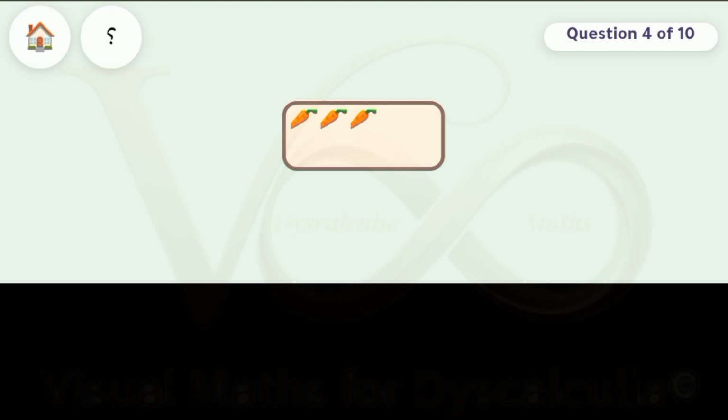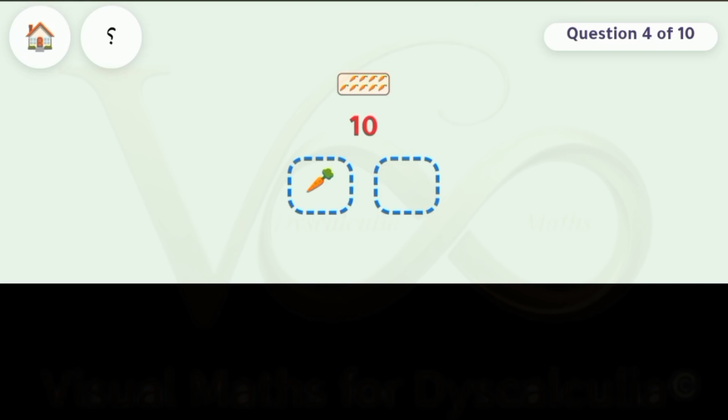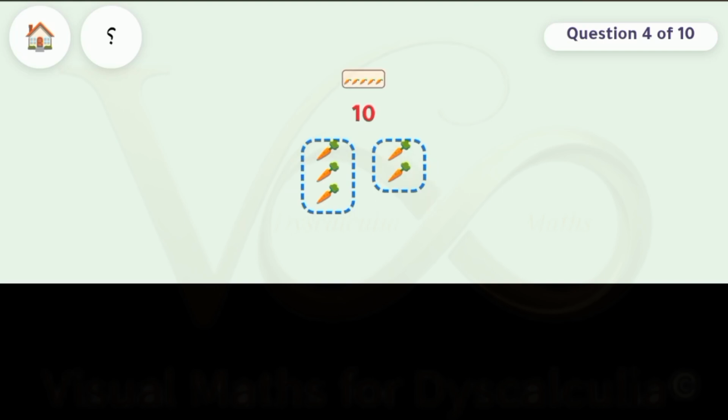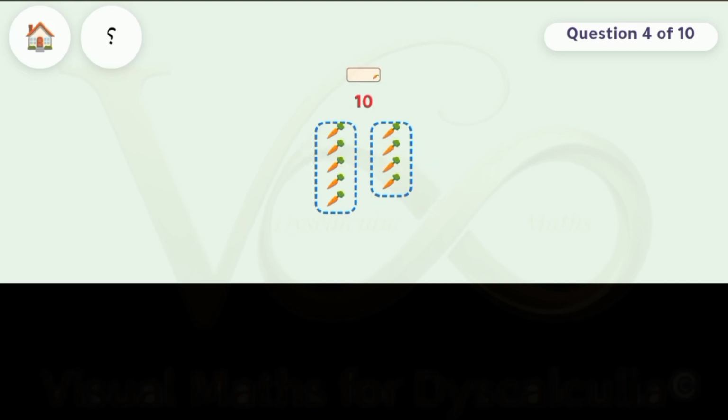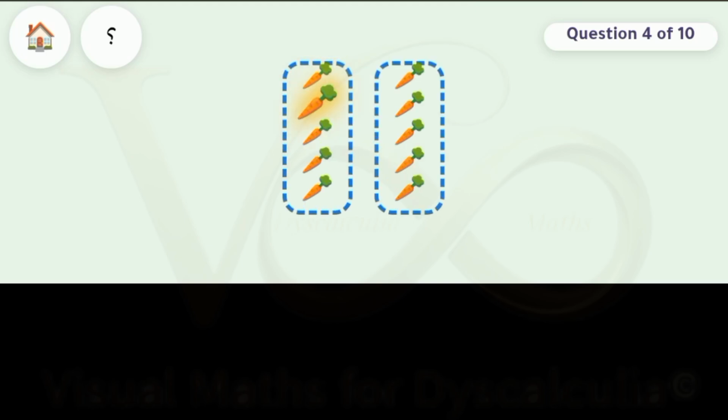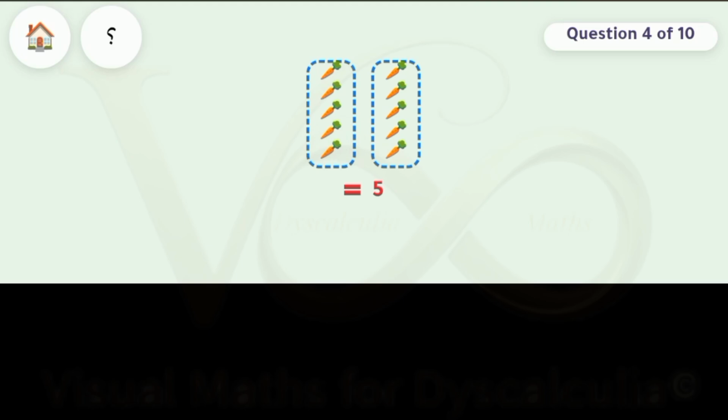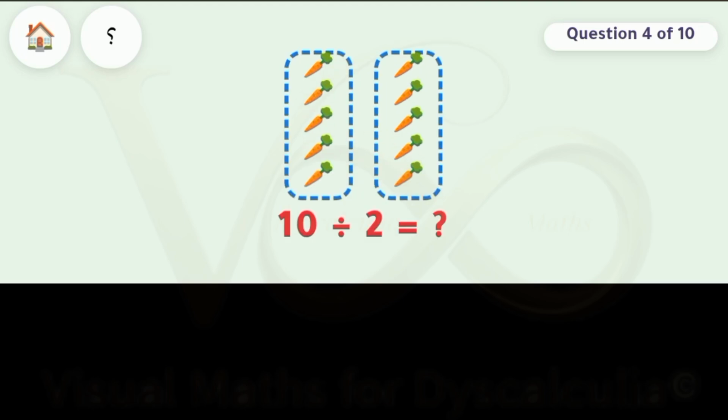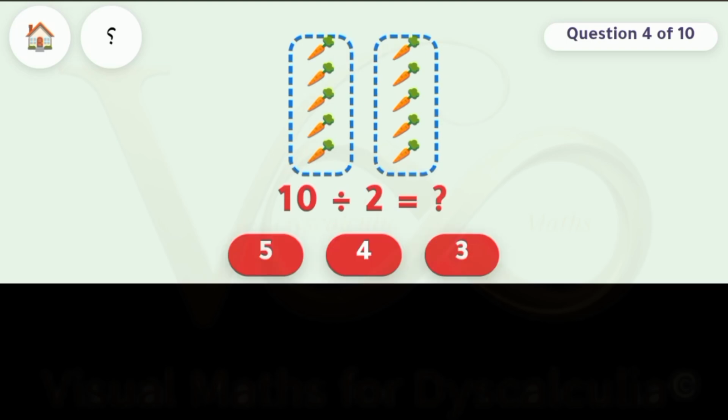1, 2, 3, 4, 5, 6, 7, 8, 9, 10. Full box. We share it into 2 groups. One, 2, 3, 4, 5. Each group has 5. What is 10 divided by 2? Well done.